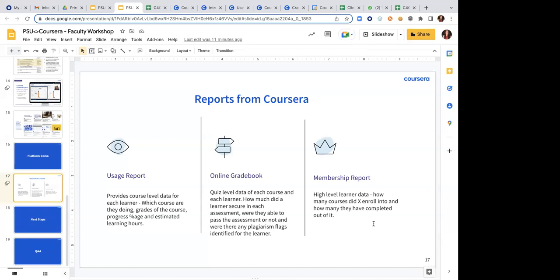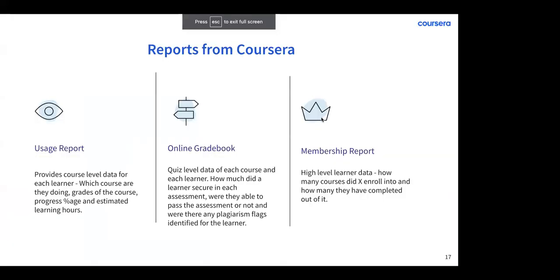So what I had shown you was mainly the learner side of things, that is, how a learner can access different courses and different types of courses on Coursera. But just for your understanding, apart from the learner side, we also have an admin panel for PSU. So as an administrator, the PSU faculty will also get access to that admin panel, where you will be able to track the progress of your students on a regular basis.